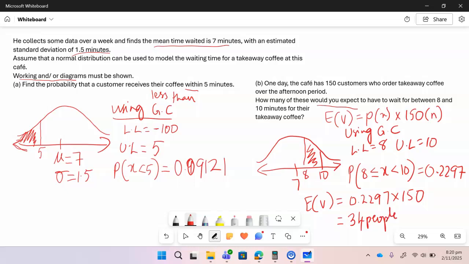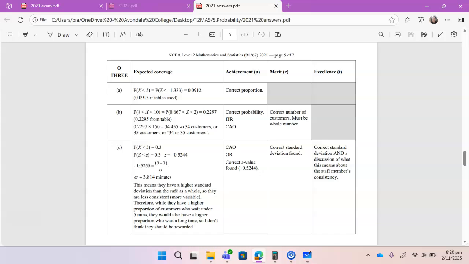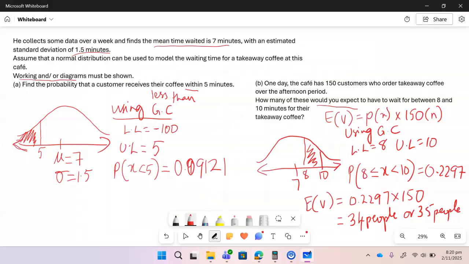Or because you had a little bit over 34, you could say 35. Both answers should be correct. Let's just take a quick look. Yep, 34 or 35 customers. Oh, and that was a merit question. Nice, easy achieved, easy merit.